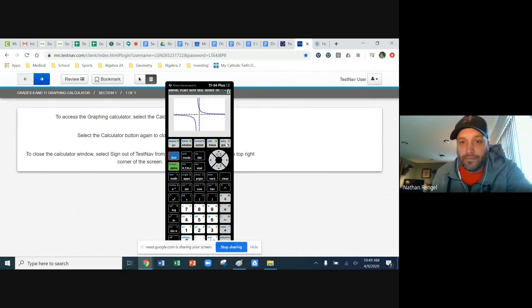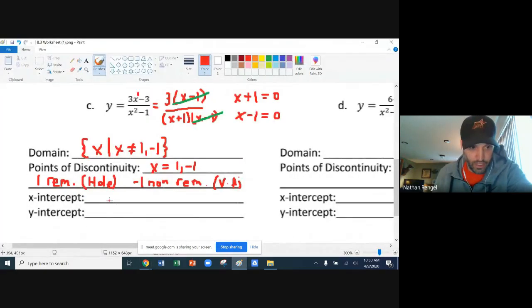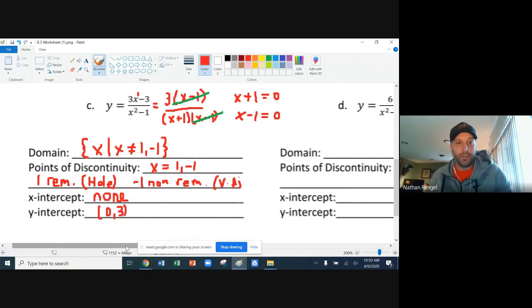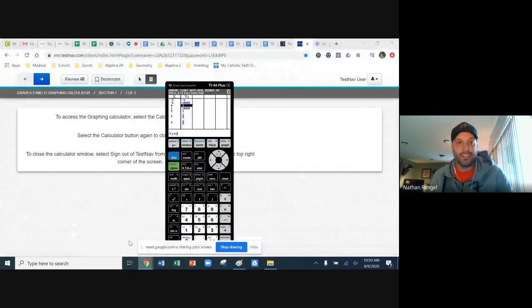Just head to your table and look wherever x is equal to 0, that's where your y-intercept is. So here, our y-intercept is just 3. And there's your points of discontinuity again. So x can't equal 1 or -1. So there would be your points of discontinuity. All right, so x-intercept we said was none. There's a y equals 0 asymptote. And y-intercept is (0, 3). And there we go. So that would be it for number 1C.